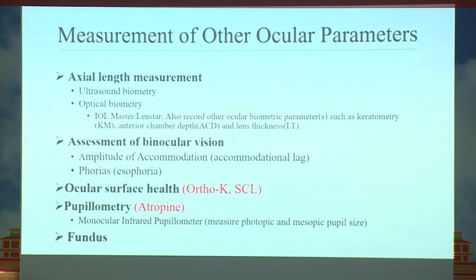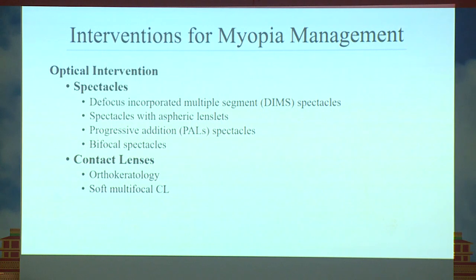Now, axial length measurements, irrespective of the way you are measuring, whether it's ultrasound or optical. Most of us have optical biometers with us, so an optical biometer would be very, very useful, because finally axial length is what you need to prevent progression, and that is where your intervention should be. Binocular vision, ocular surface health if you're looking at intervening by ortho-K or soft contact lenses, pupillometry or the size of the pupil, because atropine may make that small difference, and of course fundus if there is myopia.